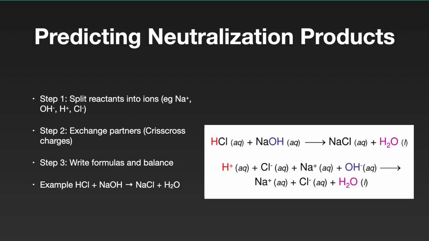To predict the products, we use the same partner swap method from earlier in the course. First, break the acid and base into their component ions. Then pair the positive ion from the base with the negative ion from the acid to form your salt. For example, reacting hydrochloric acid with sodium hydroxide gives you sodium chloride, actual table salt, and water.